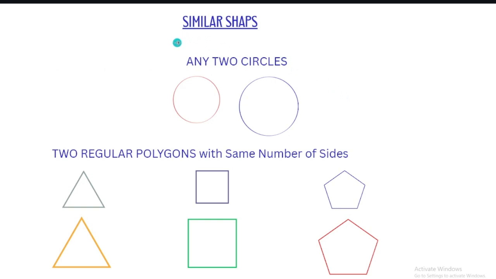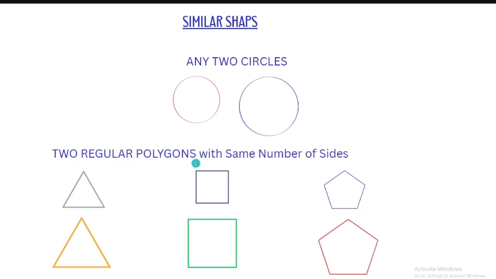We have to know that any two circles are similar shapes. Any circles are similar, whether the radius is 1, 5, 10, bigger or smaller. All the circles are similar shapes.